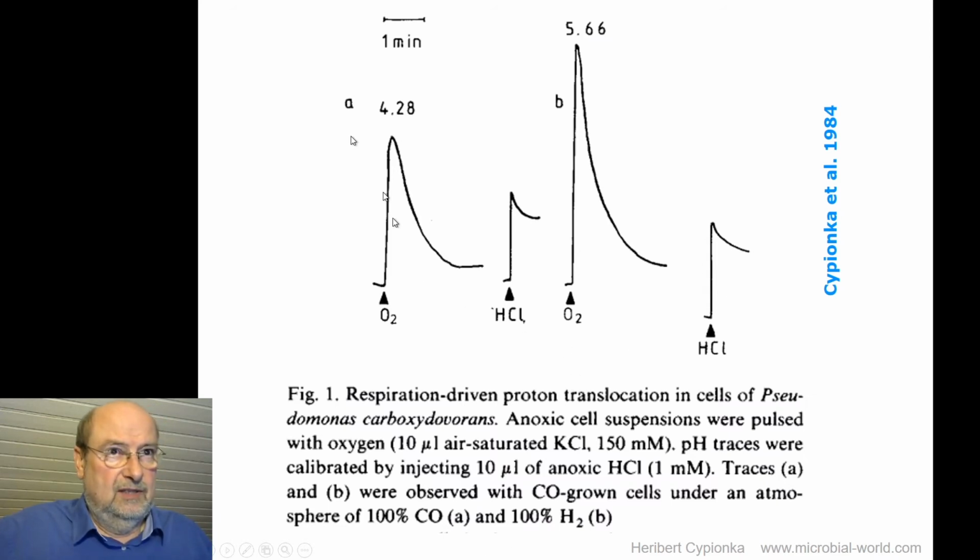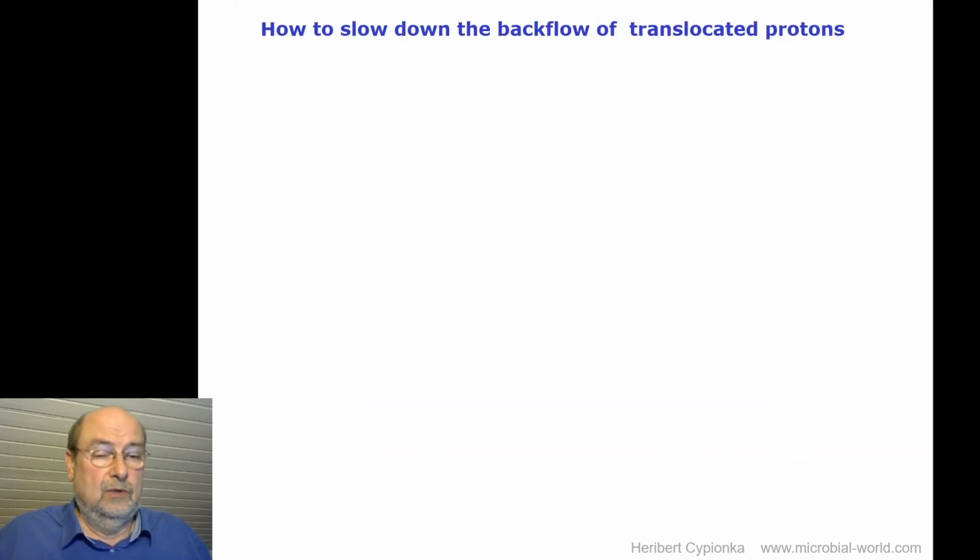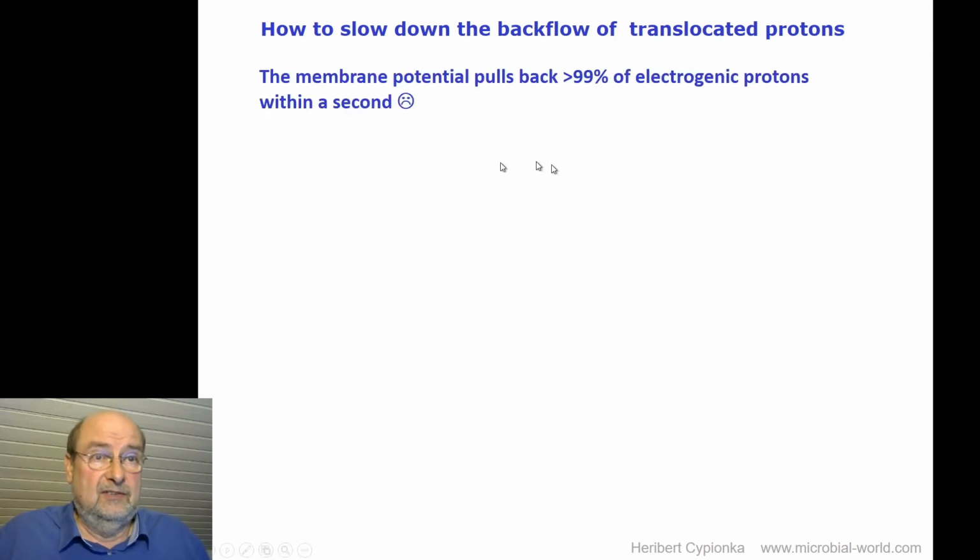Okay, but you also see this is 1 minute, and this is maybe 1 or 2 minutes until it's more or less back. And this is much slower than we had calculated before, where we said there's 1 million protons coming in and out in a second. And this is because we have slowed down the backflow, and this was done by doing something on the membrane potential.